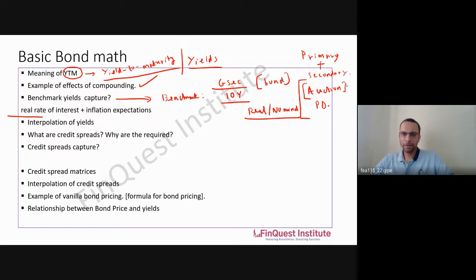Whenever an RBI auction happens, bonds are issued to market participants. Those who are interested in purchasing the bonds will buy them from the RBI, and for those bonds they are going to receive a periodic coupon. Most bonds pay a periodic coupon, and the most common frequency for government securities is semi-annual. So every 6 months you are going to receive a coupon payment.